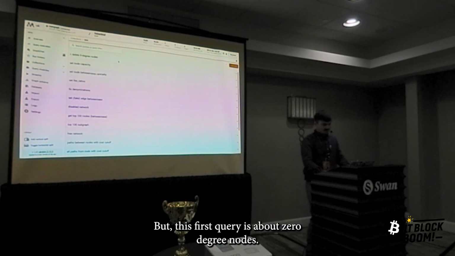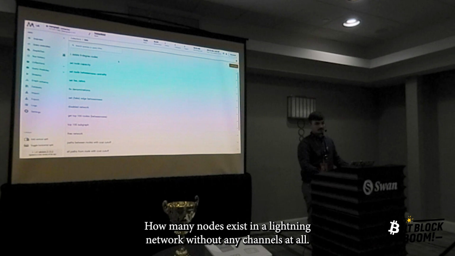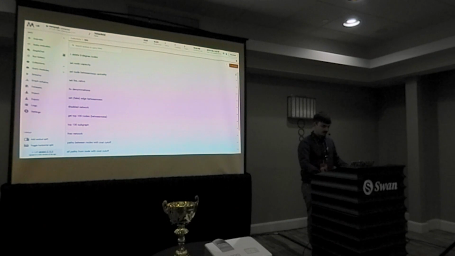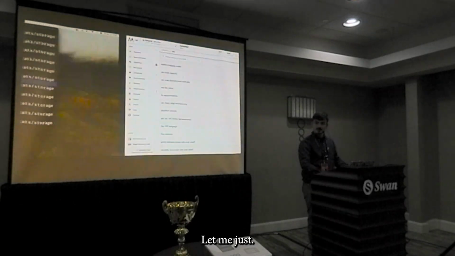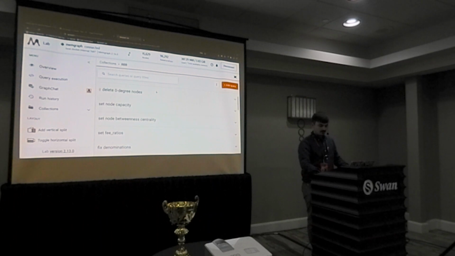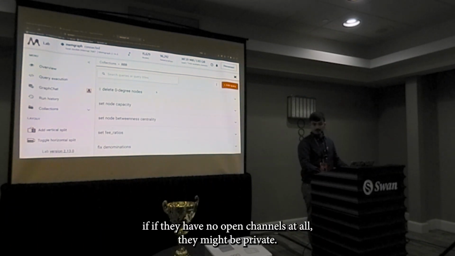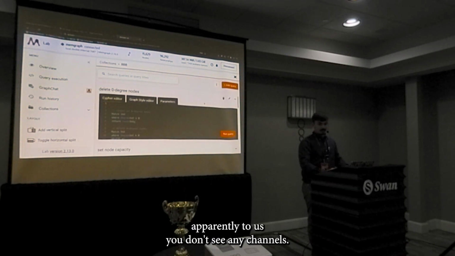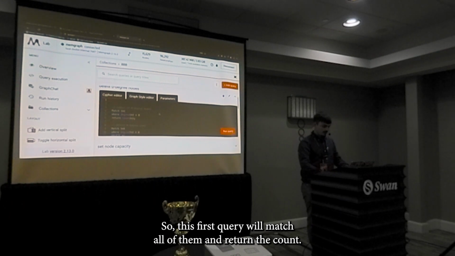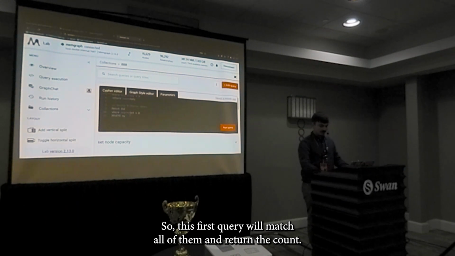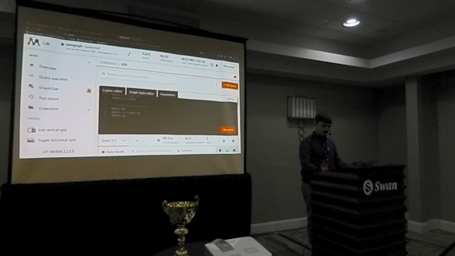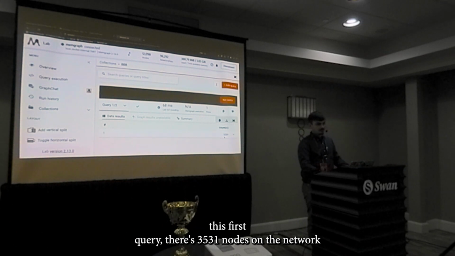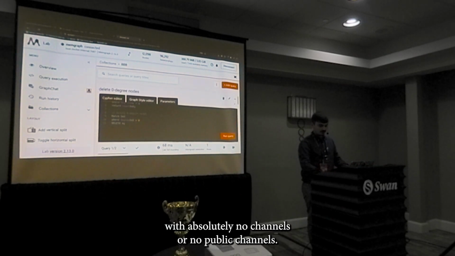But this first query is about 0-degree nodes. How many nodes exist in a Lightning network without any channels at all? You see that there's 15,629 nodes. No, it's if they have no open channels at all. They might be private, so they're unannounced, but apparently to us, you don't see any channels. This first query will match all of them and return the count. The next one just deletes them because we don't really need them. But in this first query, there's 3,531 nodes on the network with absolutely no channels or no public channels.